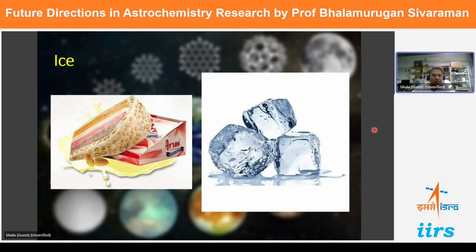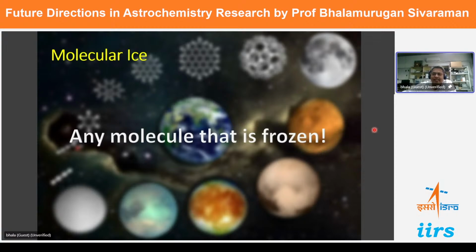It's not an ice cream or the water ice that we handle at home. If you talk about ice in an astrochemistry lecture or discussion, it is any molecule that is frozen. So it is not just water, it is not just the CO2 which is called dry ice, it is any molecule that is frozen. That is going to be the meaning for the word that we are going to use in this entire lecture.